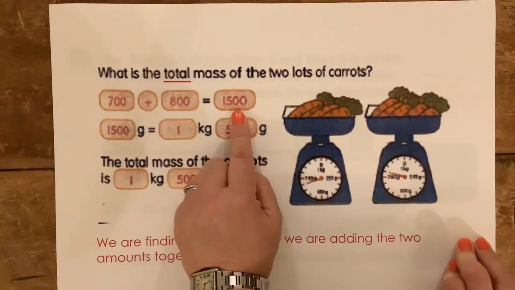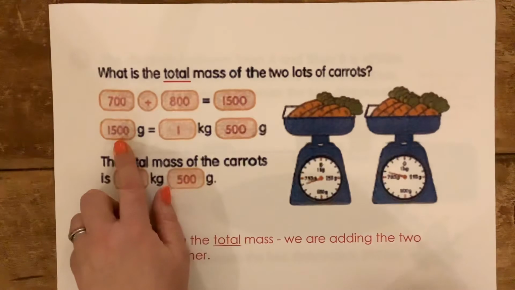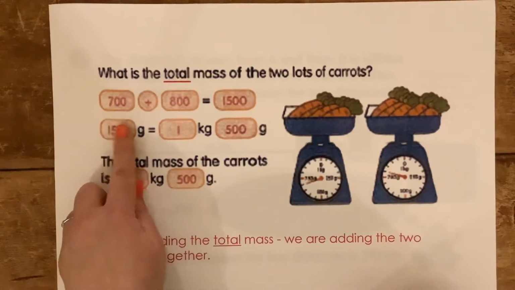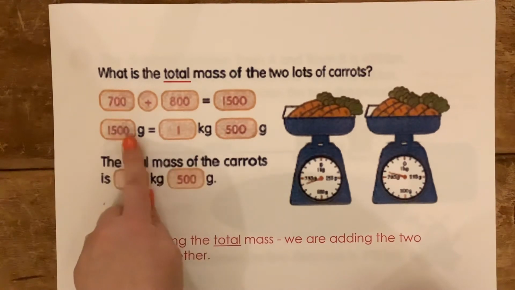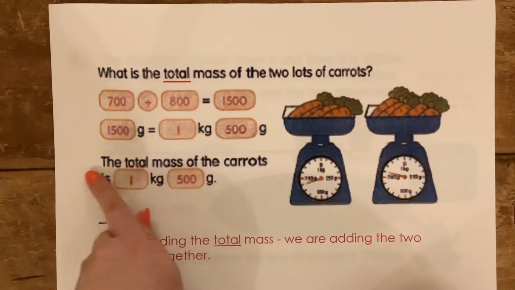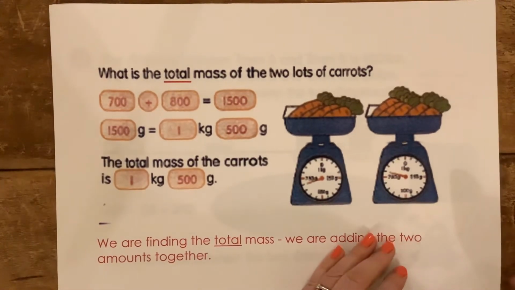1,500 grams, and if we convert that into kilograms and grams, we know 1,500 grams, well, we can take 1,000 of this, which equals 1 kilogram, and then we have 500 grams left. So the total mass of the carrots is 1 kilogram 500 grams.